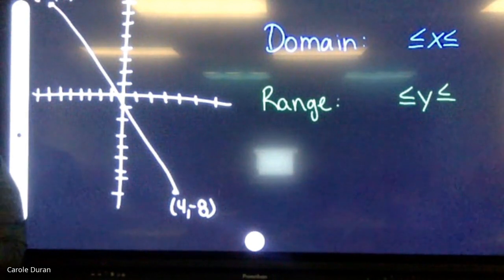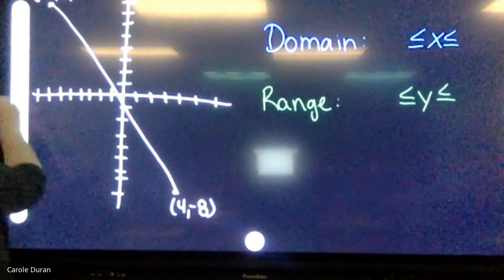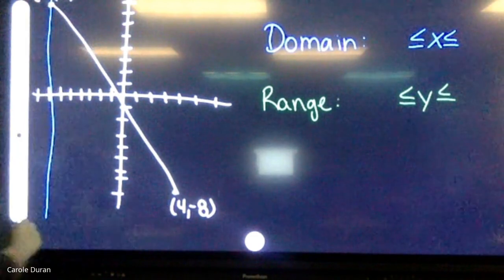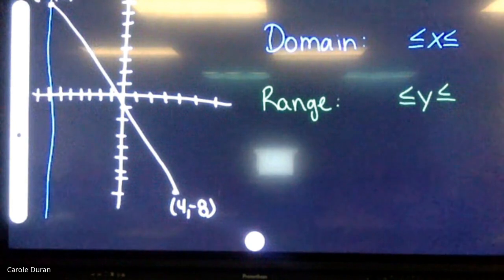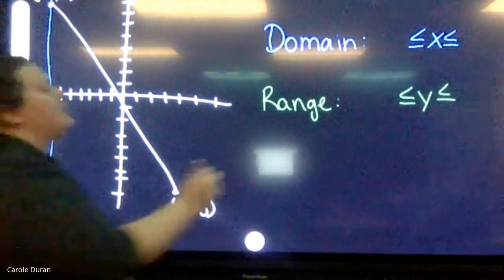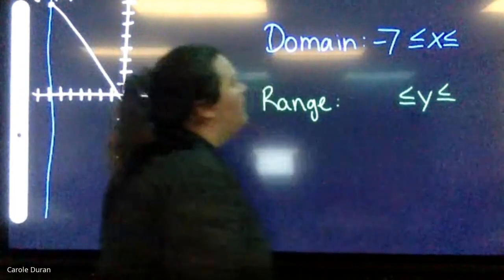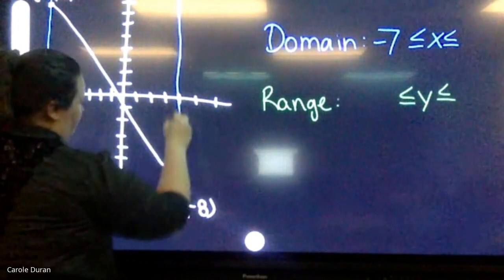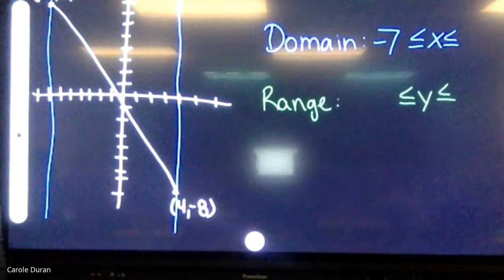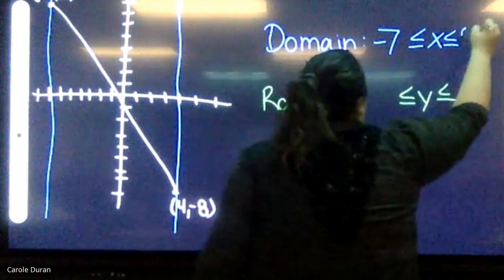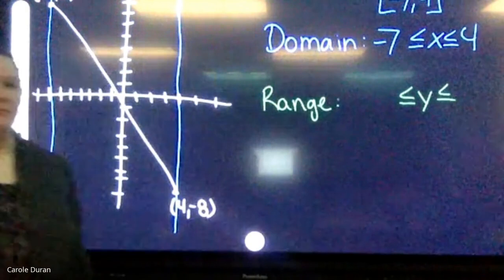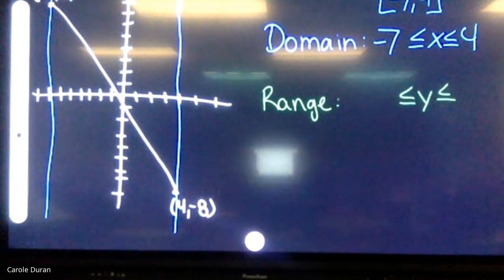Okay, so we're going to start with domain. Domain moves left to right. So I need to find the leftmost x value that was plugged into my function. Do we know what it is? Yes or no? Yes, what is that x value? -7. Then I need to find my rightmost x value that was plugged into the function. And it was what? 4. So my domain goes from -7 to 4. Are we all okay with that?